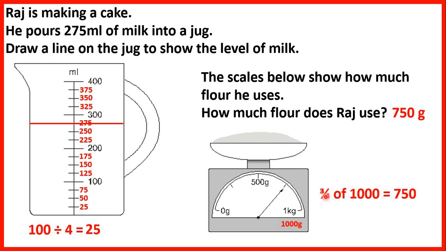1000 divided by 4 is 250, and the third line tells us that we multiply that by 3, so we have 0 here, then 250, 500, 750, then 1000 grams, which is the same as 1 kilogram.